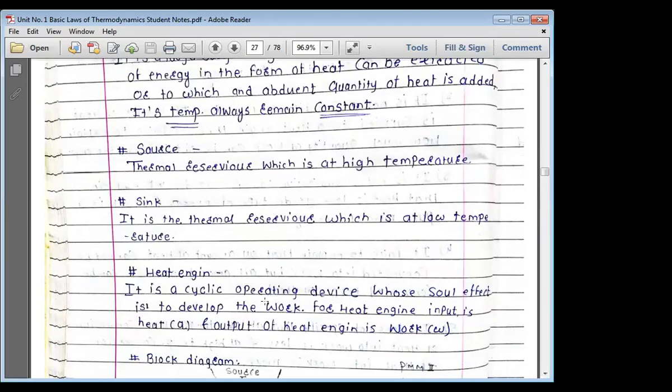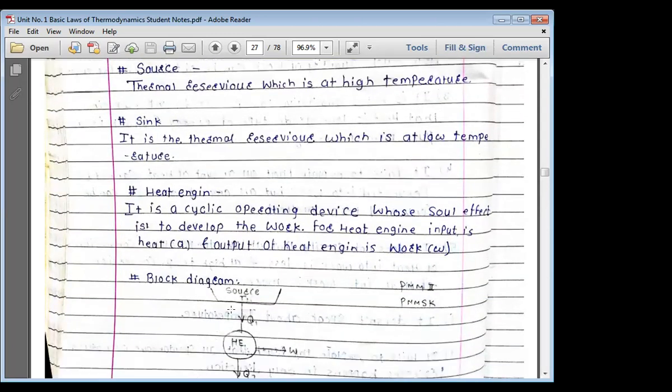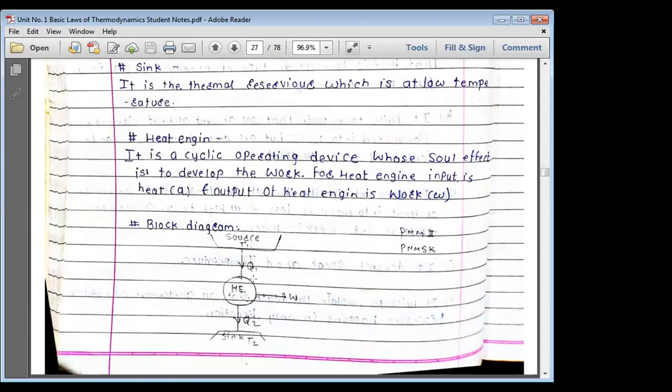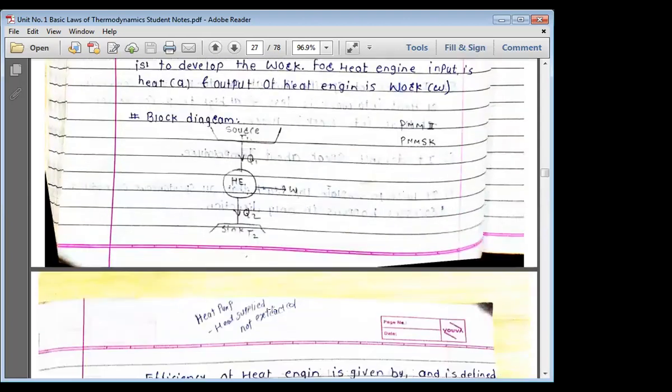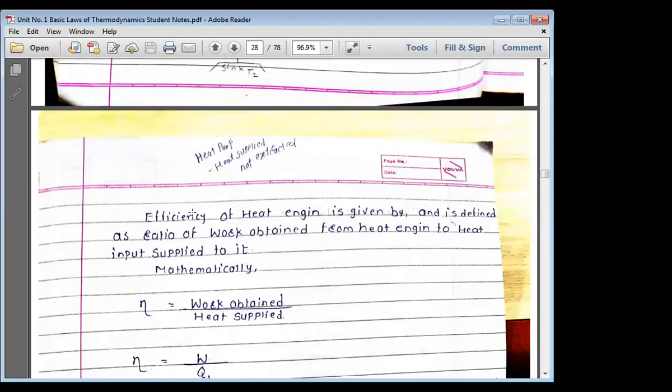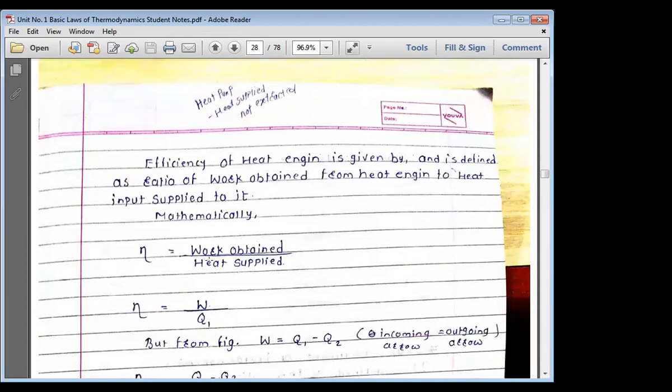Okay, heat engine is a cyclic operating device whose sole effect is to develop work. For heat engine, input is heat, Q, and output is work. So the block diagram is there: Q1, and W is the amount of work. Then efficiency of heat engine is defined as the ratio of work obtained from heat engine to heat input supplied to it. Work obtained divided by heat supplied. Therefore, eta is equal to W upon Q1.